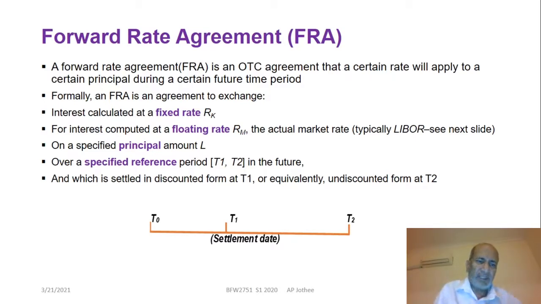So formally, an FRA is an agreement to exchange what? Exchange interest calculated at the fixed rate RK, now K is the fixed rate, for interest computed based on the floating rate RM, the actual market rate, typically LIBOR.